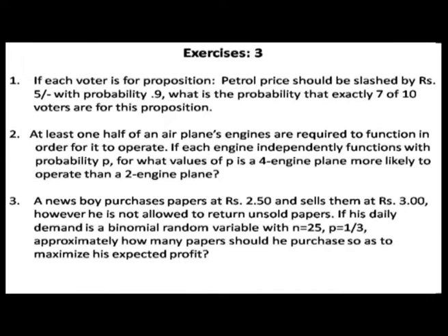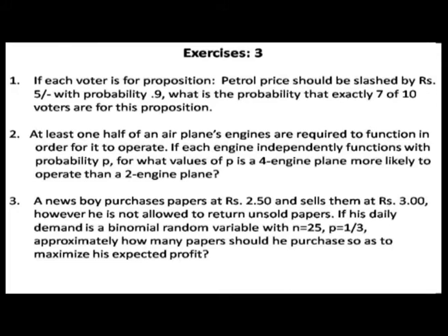At least 1/2 of an airplane's engines are required to function in order for it to operate. Obviously we are assuming that an even number of engines are there, and half of them have to function in order for the plane to be able to fly. If each engine independently functions with probability p, for what values of p is a 4 engine plane more likely to operate than a 2 engine plane?